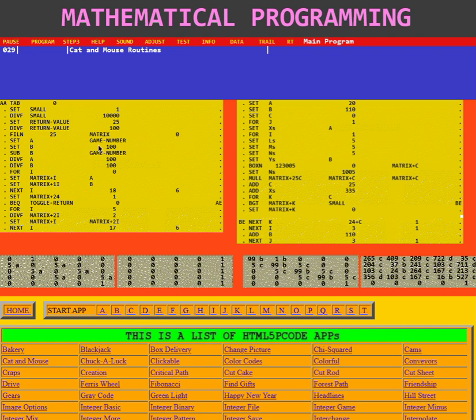Then it sets A to the game number, sets B to 100, subtracts the game number from B, so then it divides A and B both by 100. At the beginning, A is 0, so when it divides it by 100, it's still 0. B, however, was the difference from 100, so it is 100 now. It divides it by 100, it becomes 1.